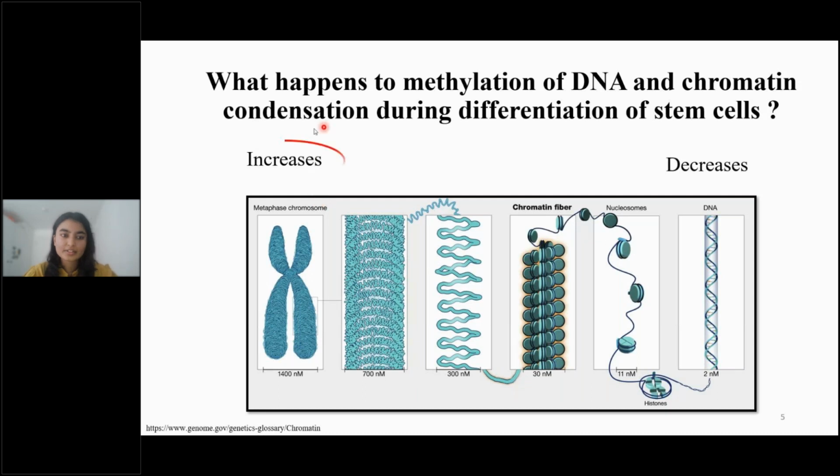Why? Because when I say a stem cell is differentiating, it means it's going to undergo some changes where the stem cell becomes, for example, an RBC. An RBC has a specific job, right? It has to carry oxygen and carry hemoglobin. So, transport oxygen, carry hemoglobin.